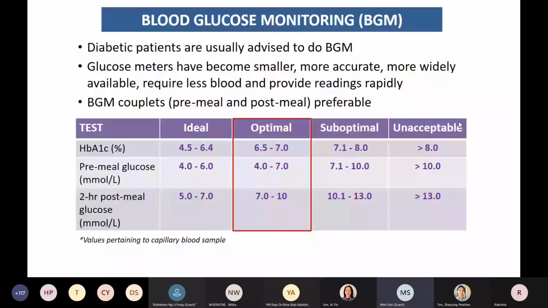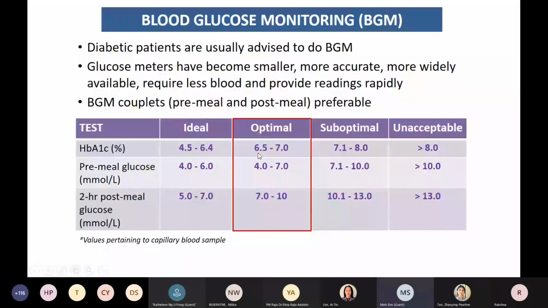Pre-meal readings, as I mentioned in one of my earlier slides, should ideally be between 4 to 7 millimoles, and 2-hour post-meal glucose readings should ideally be between 7 to 10 millimoles. And again, if a patient can achieve these targets, most of the time they can be assured that by the time they are reviewed by their doctor, the HbA1c levels should usually be between 6.5 and 7, which is the optimal range.